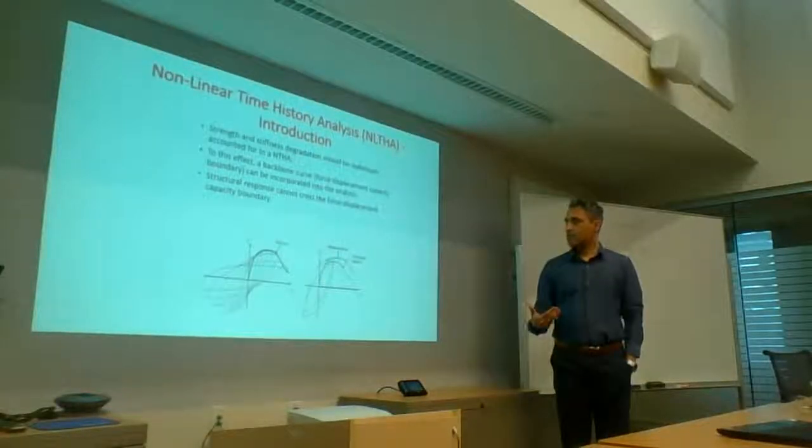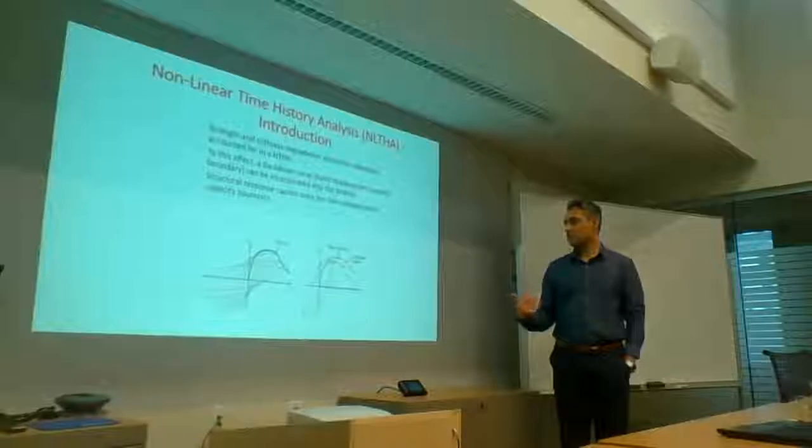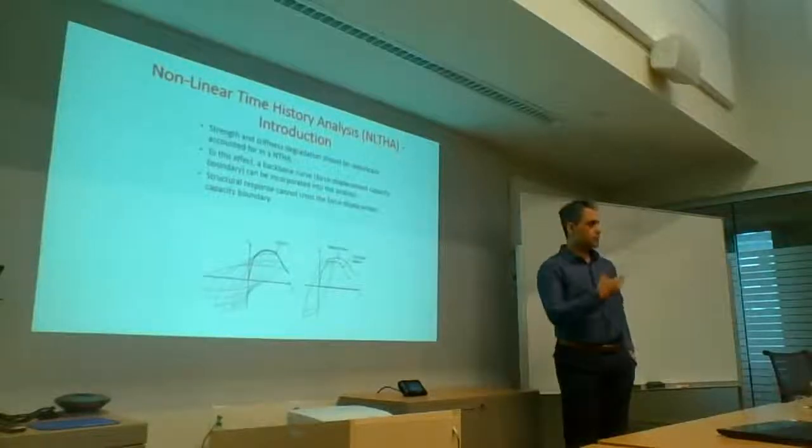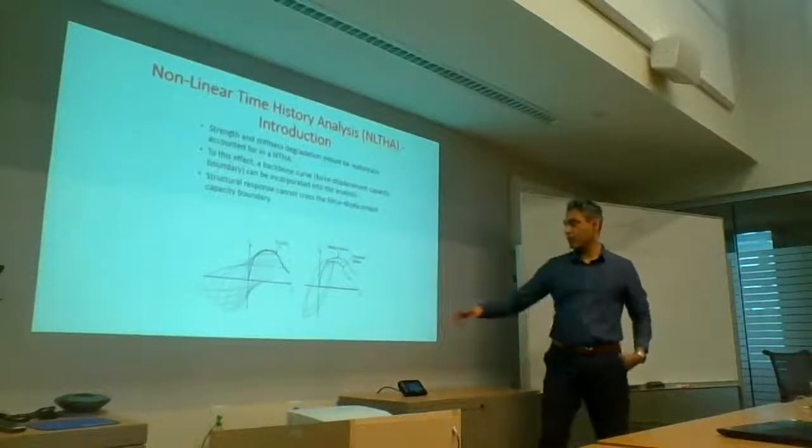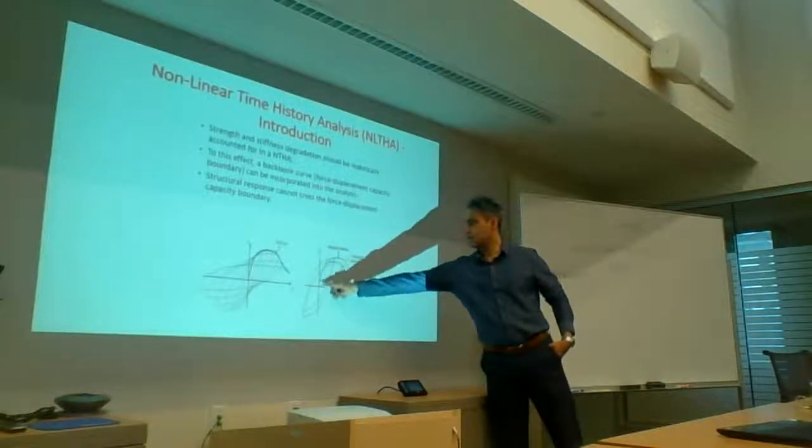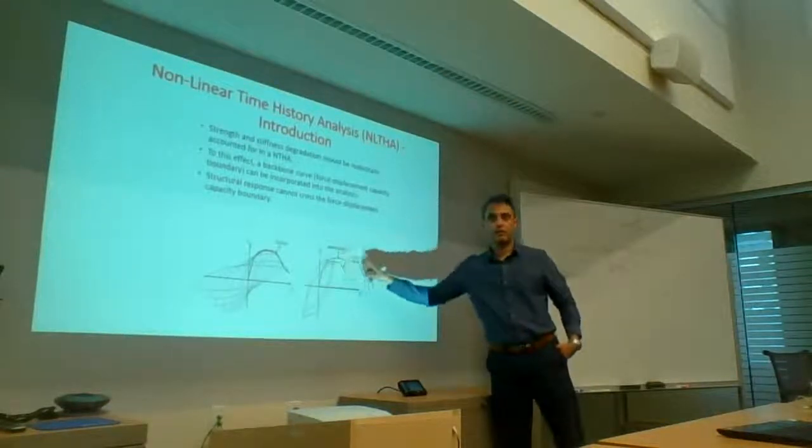So in a sense, when you're running the nonlinear time history analysis and you know that the earthquake is going to cycle your structure quite a bit, you should be putting in the degraded curve, not the monotonic curve.